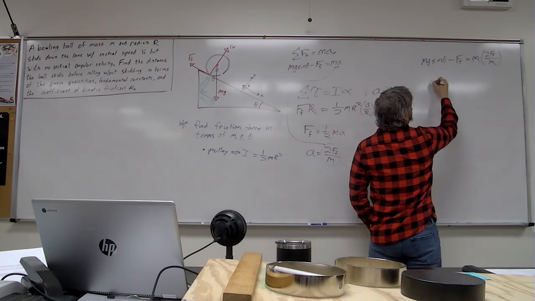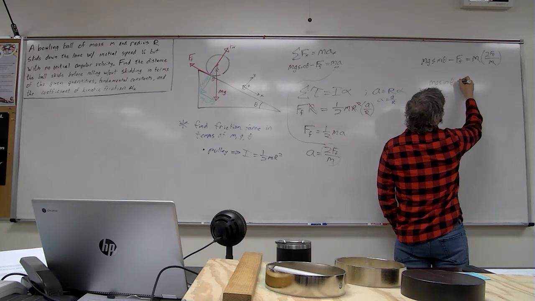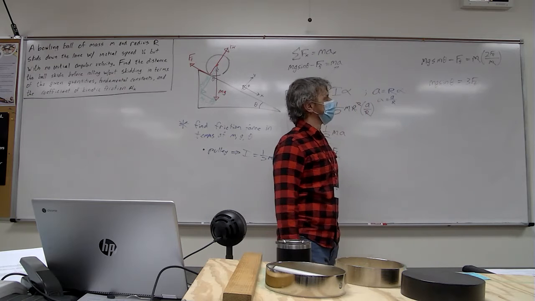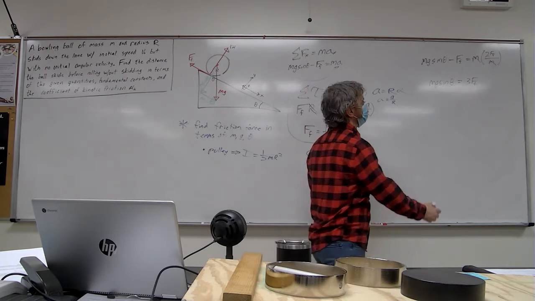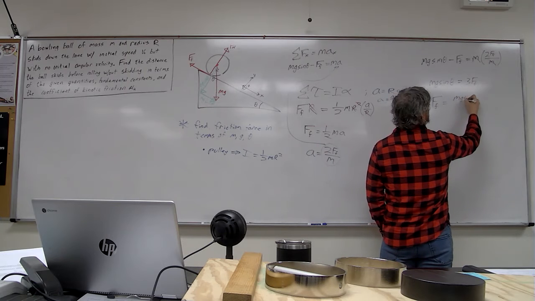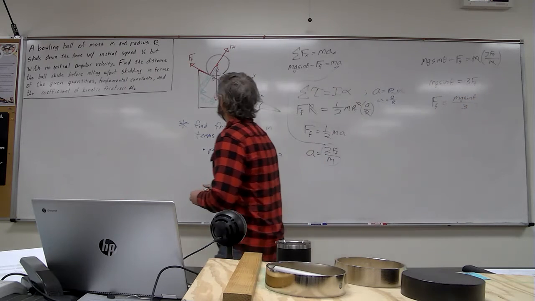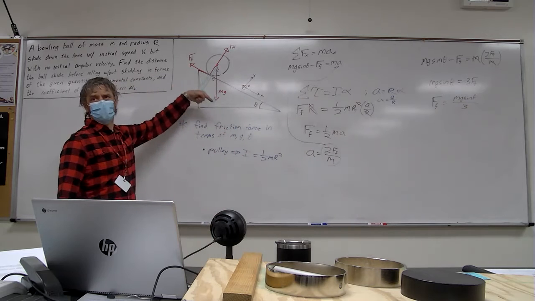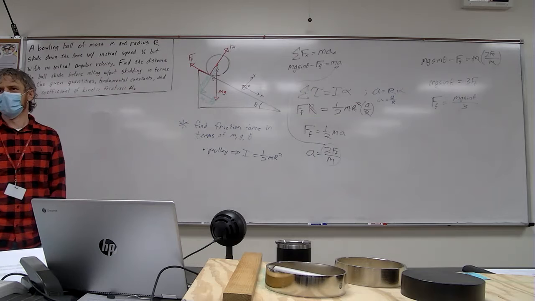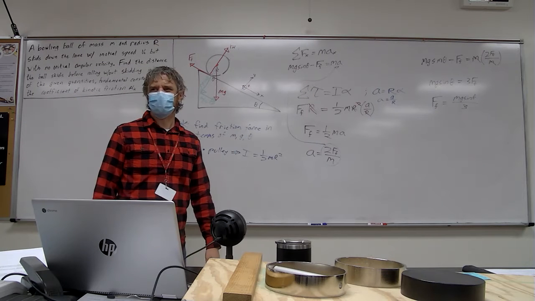So I get that mg sine theta equals 3F, 3 times the friction force. I just added it to both sides, right? Divide by 3, so I get that the friction force will be mg sine theta divided by 3. So mg sine theta, notice, is the component that points down the ramp. So the friction force will be 1/3 of that pointing up the ramp. Not too small.